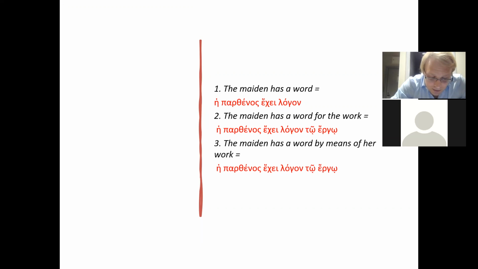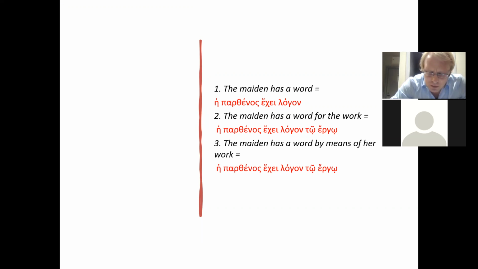In fact, the predicate in any given sentence in any given language is always a verb, and in Greek, almost always a so-called finite verb. That is a verb with a person ending.